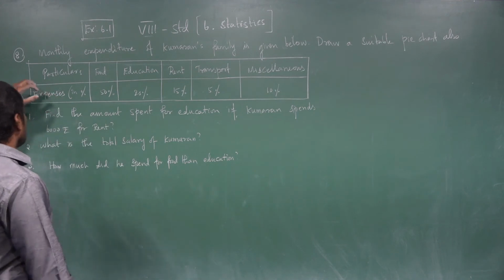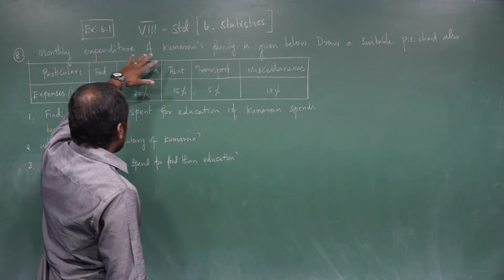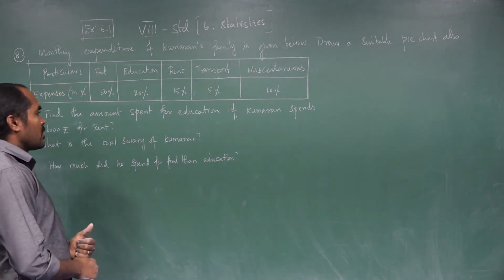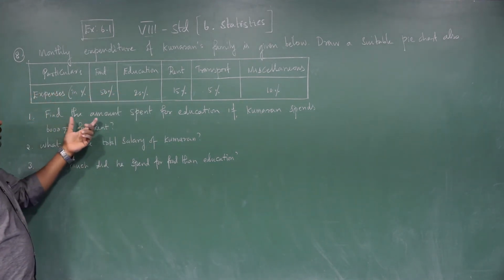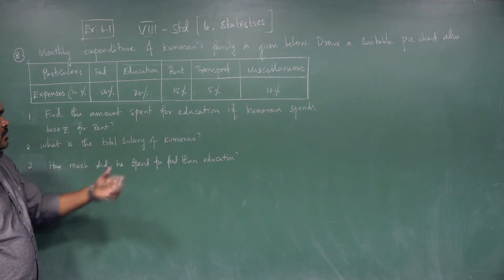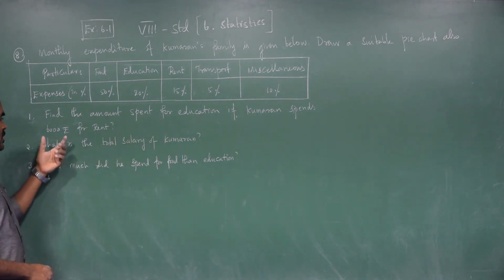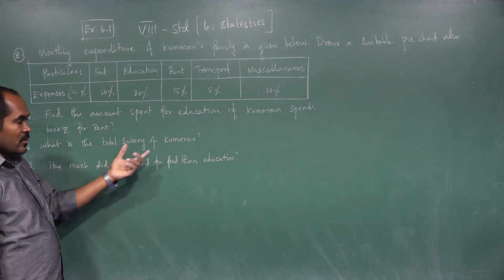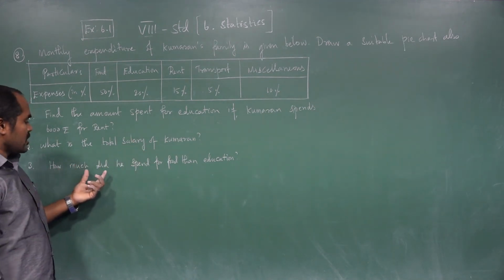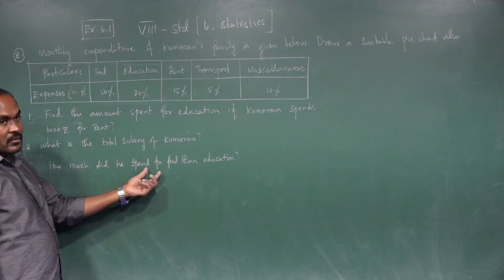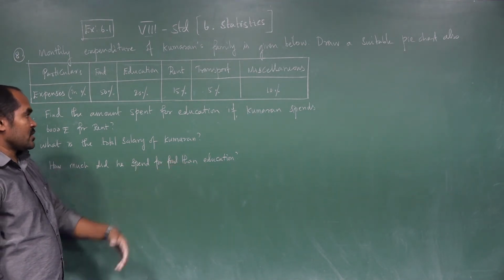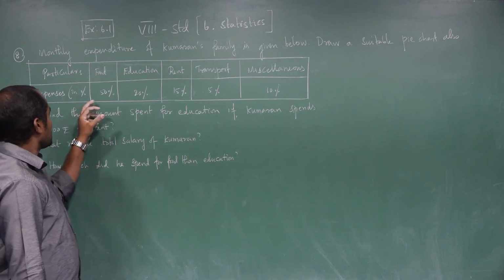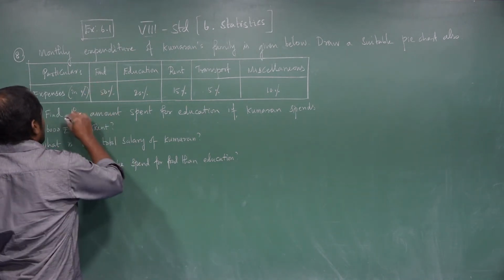8th question. Monthly expenditure of Kumaran's family is given below. Draw suitable pie chart. Also find the amount spent for education if Kumaran spends 6,000 for rent. Second question, what is the total salary of Kumaran? Third question, how much did he spend for food then education?